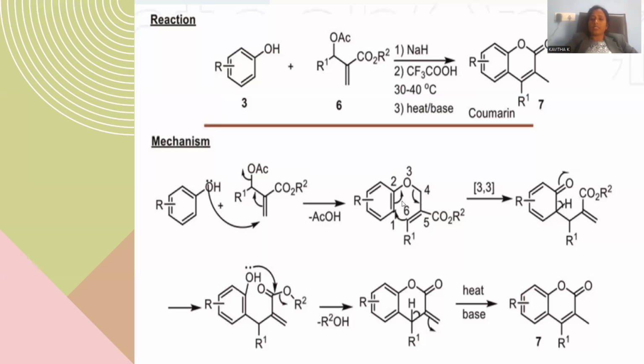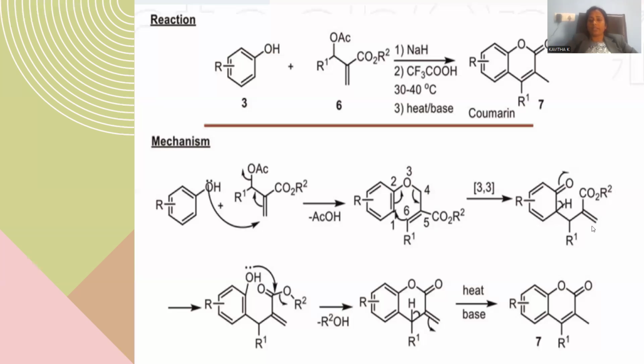This is the way the 3,3 sigmatropic rearrangement gives rise to a new kind of intermediate, where you are seeing a ketonic functionality. Here we have an olefinic double bond. This is the newly formed double bond, and the bond between the third and fourth carbons is already broken, so that is not considered. The already existing ester functionality remains as such.